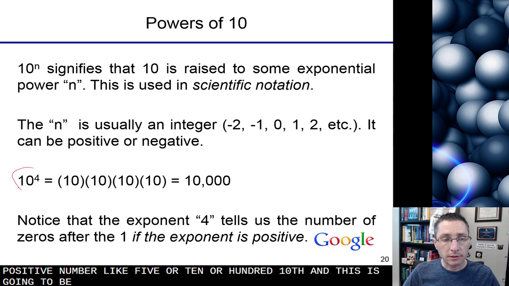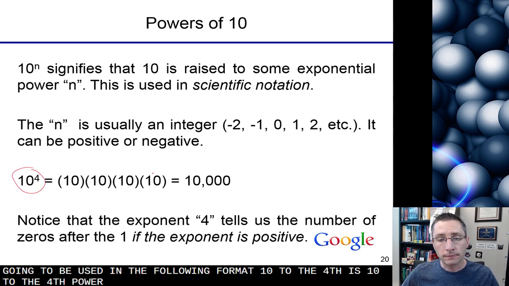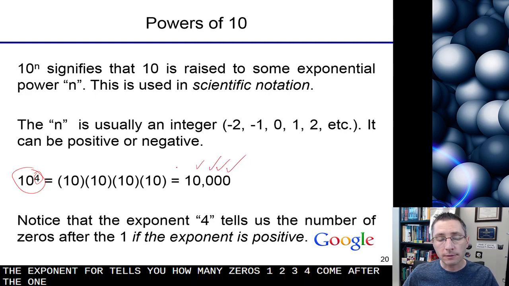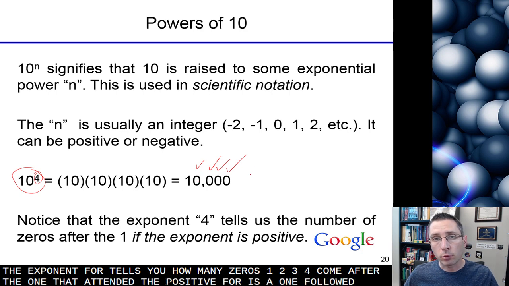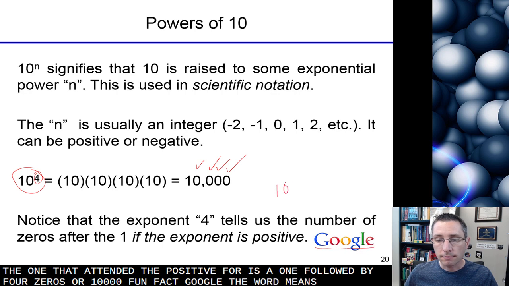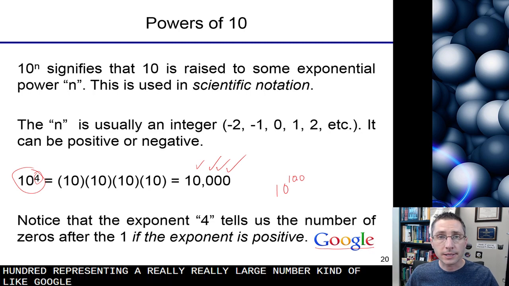And this is going to be used in the following format. 10 to the 4th is 10 to the 4th power, or 10,000, okay? The shortcut here is the number in the exponent. 4 tells you how many zeros, 1, 2, 3, 4, come after the 1. Okay, so 10 to the positive 4 is a 1 followed by 4 zeros, or 10,000. Fun fact, Google, the word, means 10 to the 100, representing a really, really large number, kind of like Google represents a lot of information.